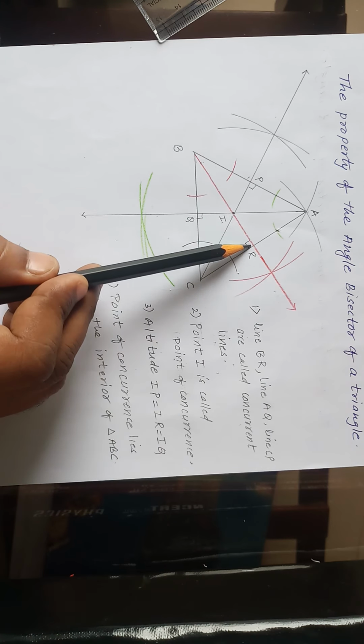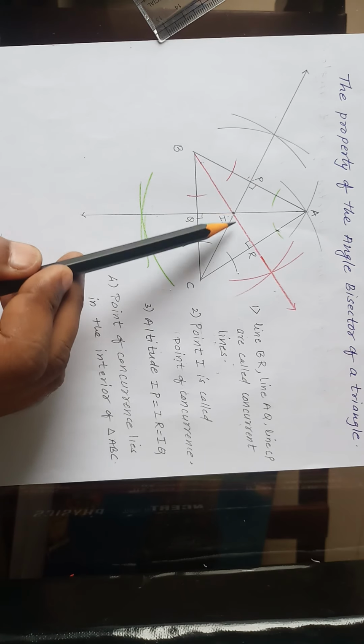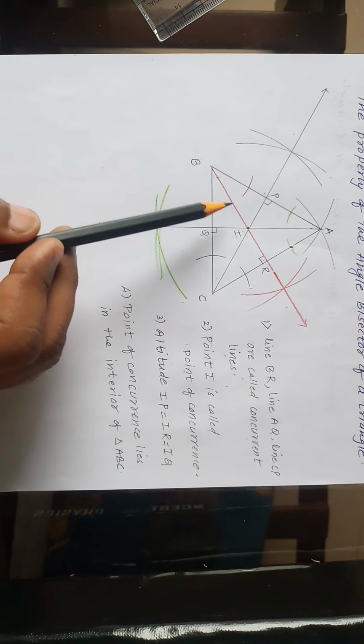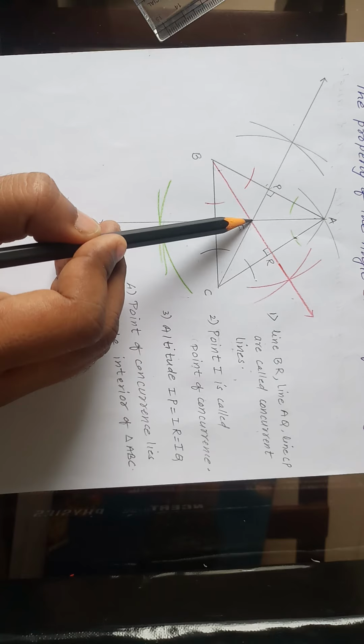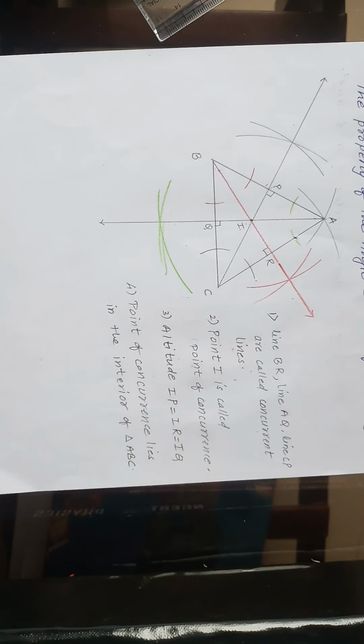IP, IR, IQ are called altitudes, and these altitudes are equal in length, and this point of concurrence lies in the interior of triangle ABC. That's all about the property of angle bisector of a triangle.